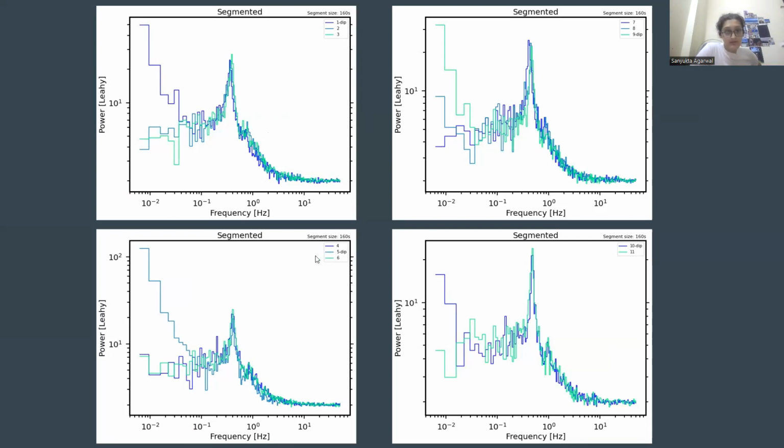Then below we have 4, 5, and 6. And again, we see a similar variation and a movement of the QPO frequency. Same for 7, 8, 9, and 10, 11.